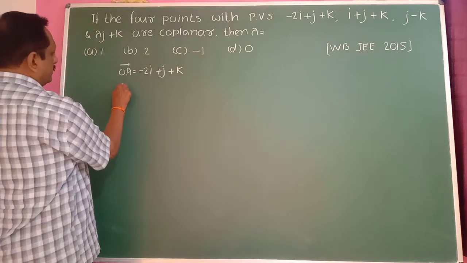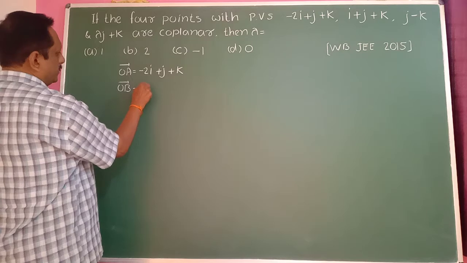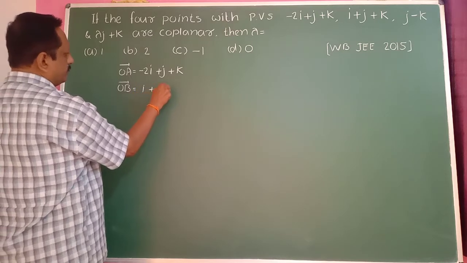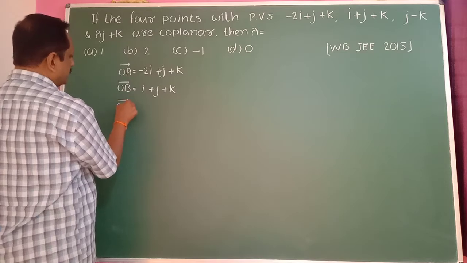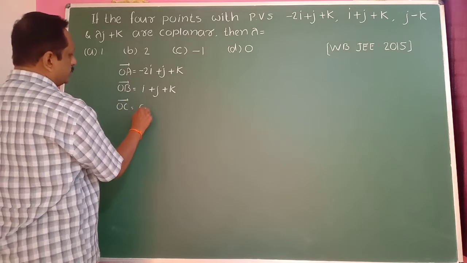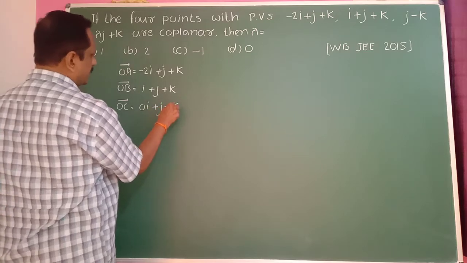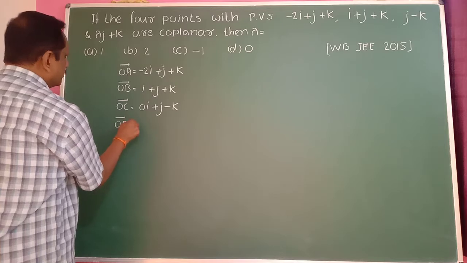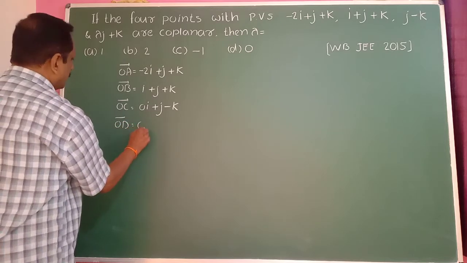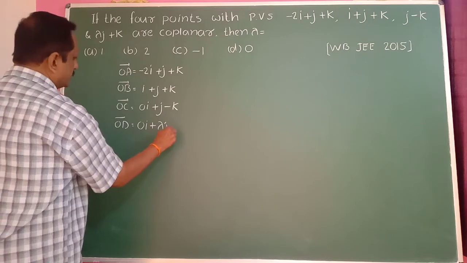Then OB, position vector of the point B here, is i + j + k. Position vector of the point C here, OC, is 0i + j - k. Position vector of the point D, OD, is 0i + λj + k.